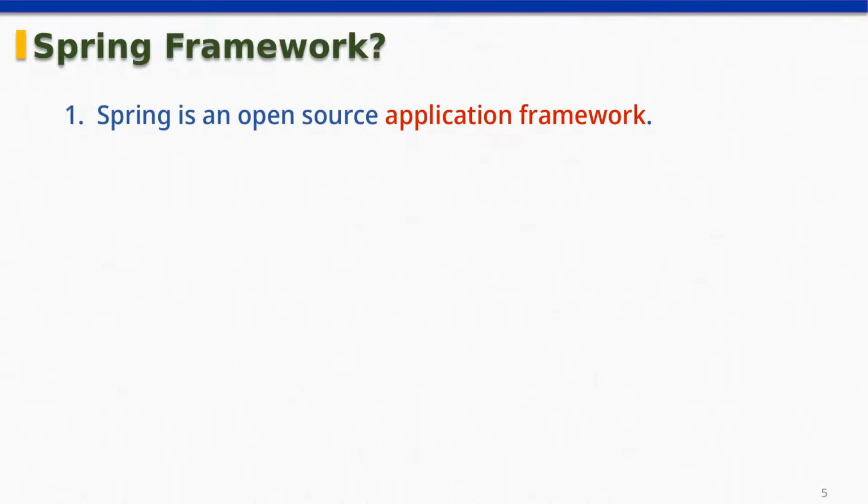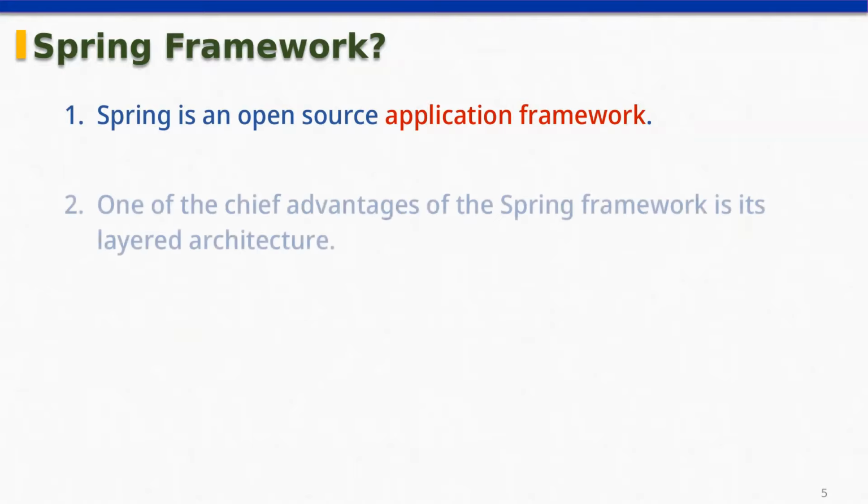So this is called an application framework. You can create production-grade standalone applications as well as web applications by using the Spring framework. This is the difference between the web framework and the application framework. Now, we know that Spring is an application framework.